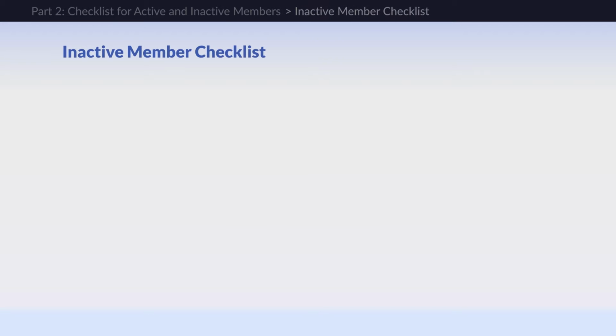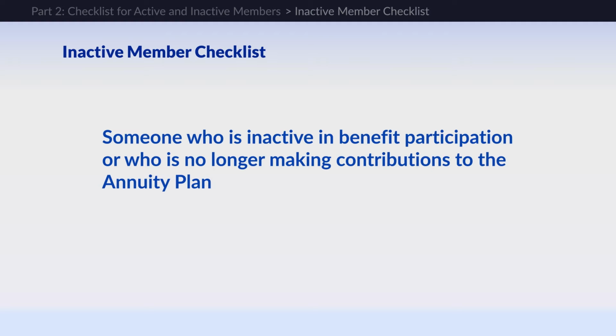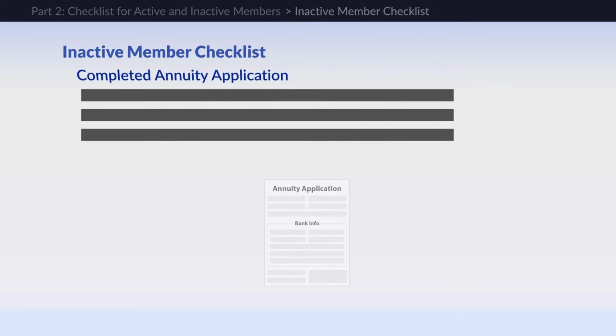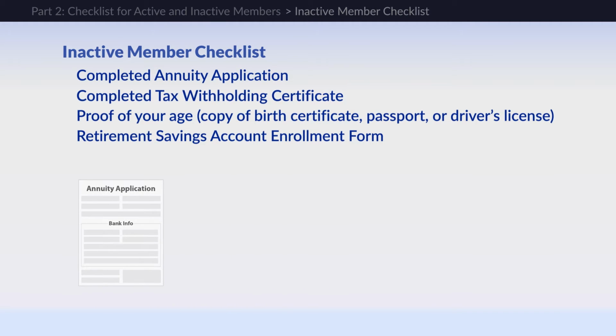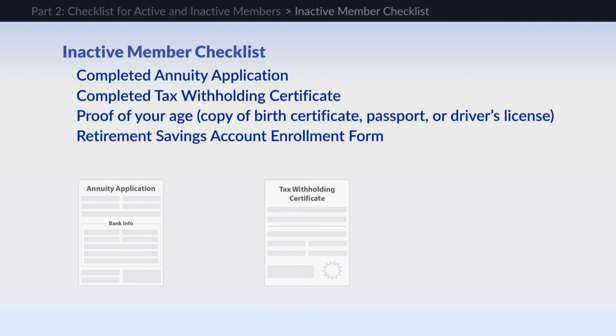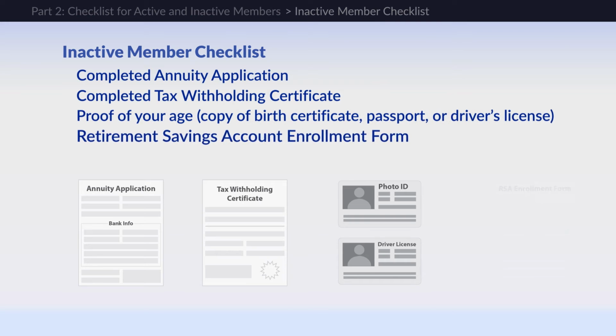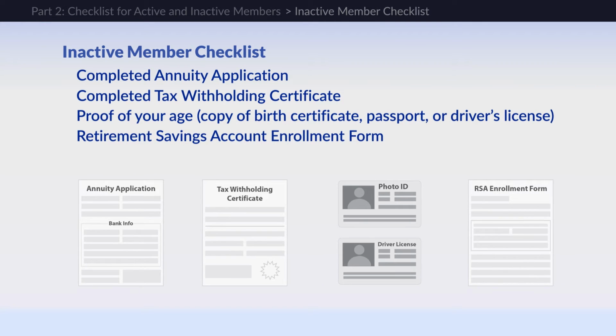Now let's discuss inactive members. An inactive member is simply defined as a member who is inactive in benefit participation or who is no longer making contributions to the annuity plan. The list of required documents for an inactive pension board's member is a lot shorter. In this case, we only need the following forms: a completed annuity application, a completed tax withholding certificate, proof of age, and the retirement savings account enrollment application if you would like to transfer a portion of your annuity account balance to an RSA.